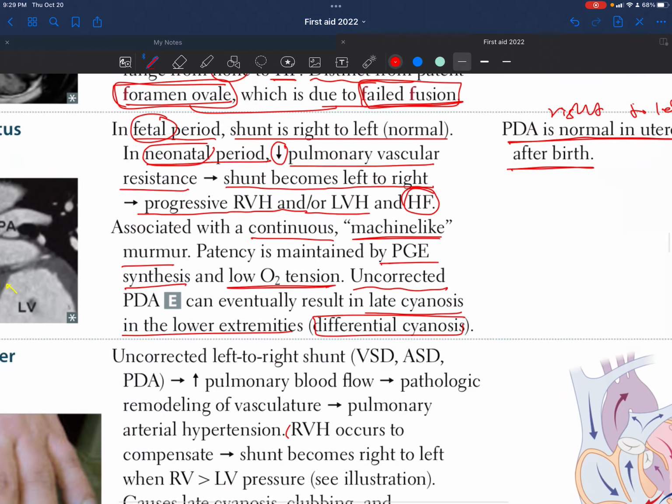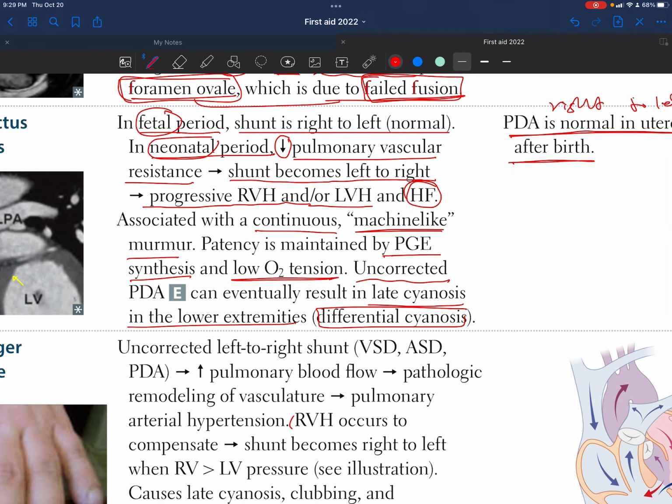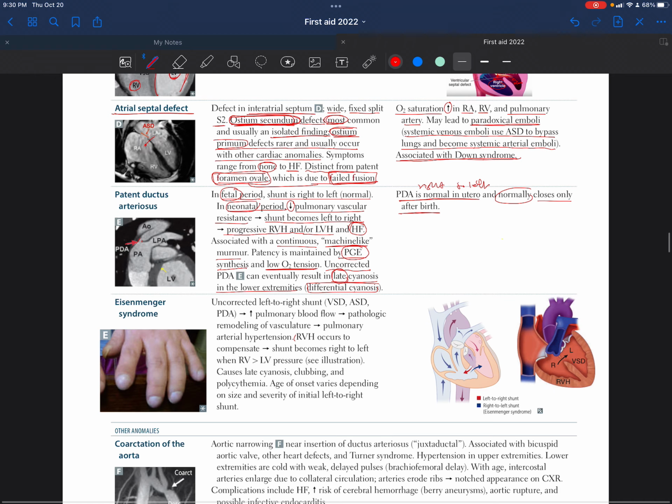Now, it's associated with machine-like murmur. It stays patent due to the effect of prostaglandin synthesis, and also with a lower O2 tension. And if it's uncorrected PDA, then it would result in probably late cyanosis in the lower extremities. That is called differential cyanosis.